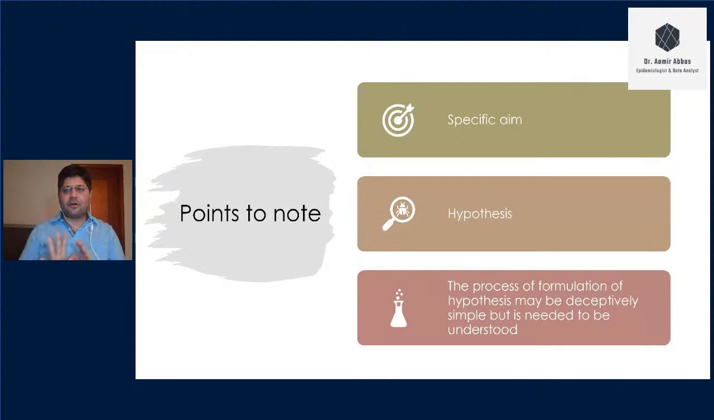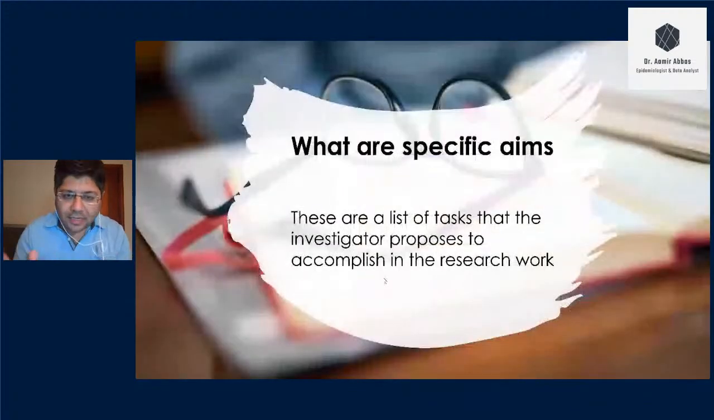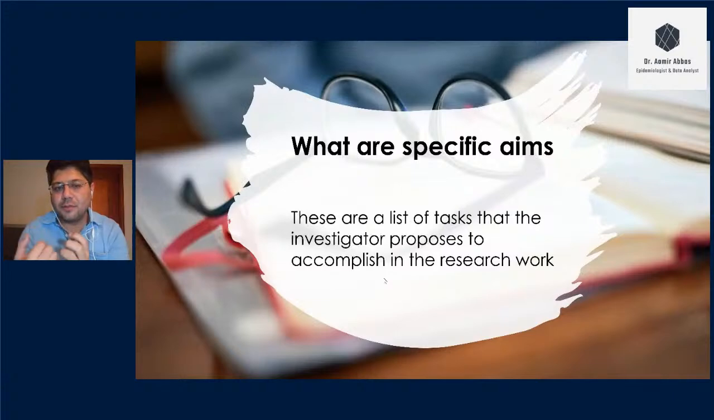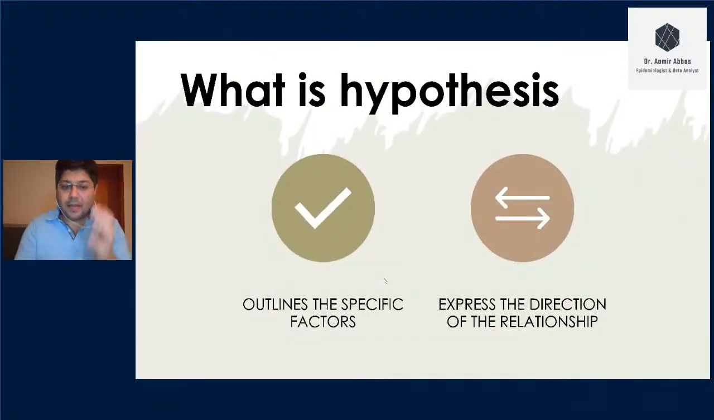So it is very important that you understand the subtle differences between the aim and the hypothesis. When I'm talking about the aim, I'm talking about the specific aim. There are very subtle differences between the specific aim and the hypothesis, and I will try to make that clear in this and the subsequent videos. So, what are the aims in a research proposal? These are a list of tasks that the investigator proposes to accomplish in the research work. This is the definition of your specific aims. And what is the hypothesis?